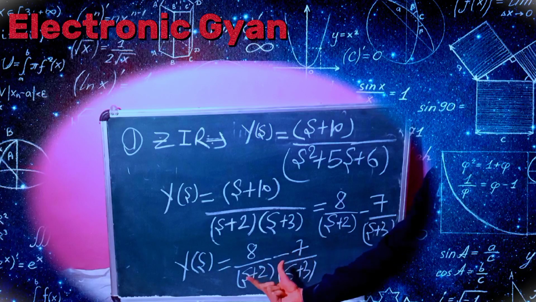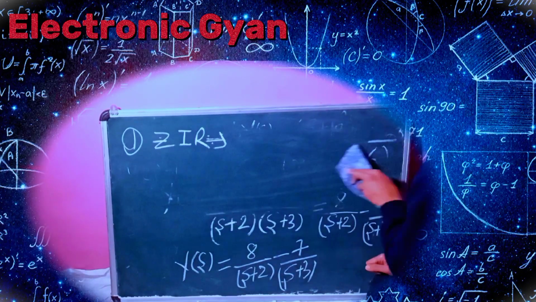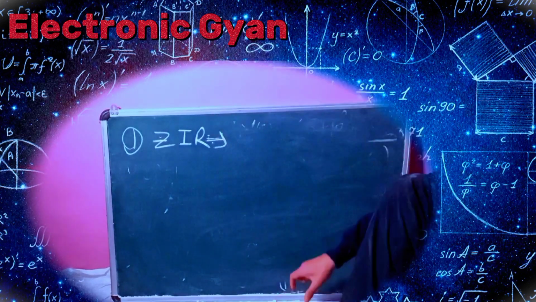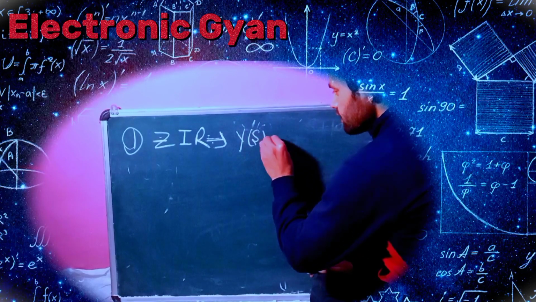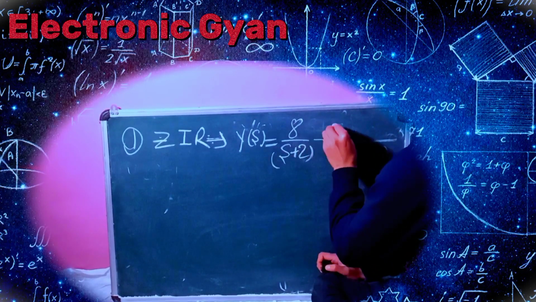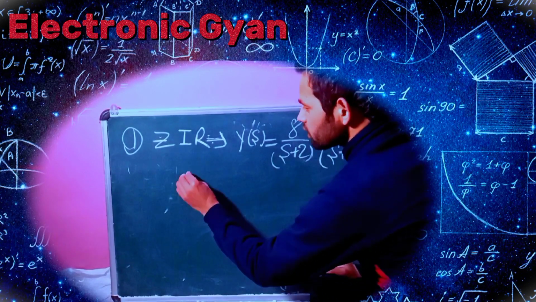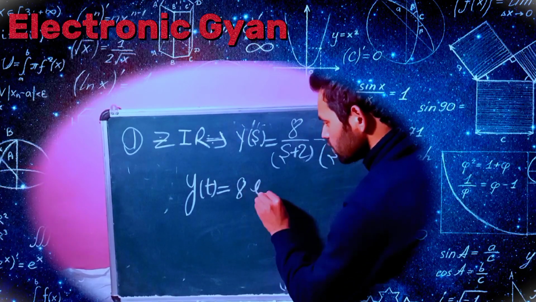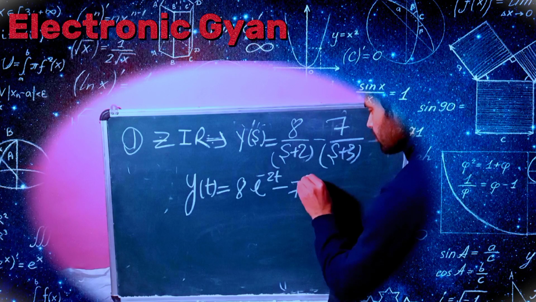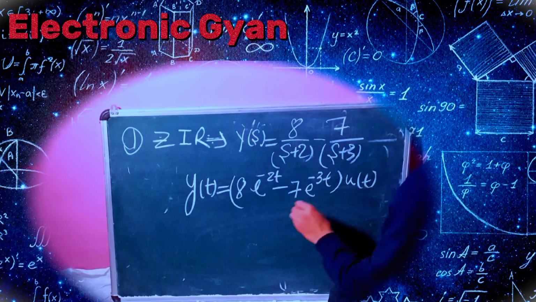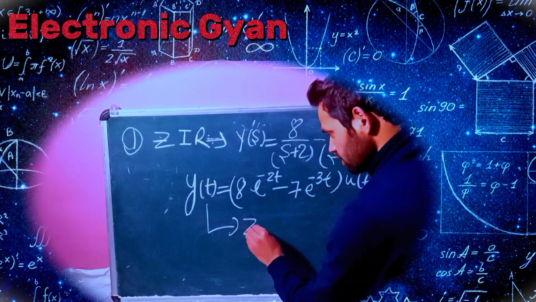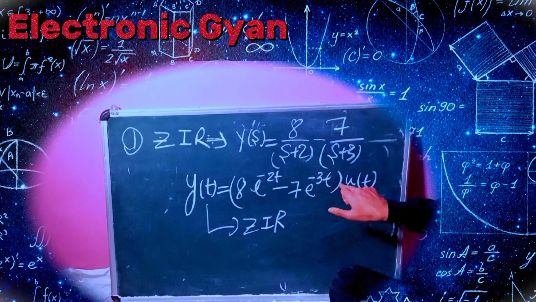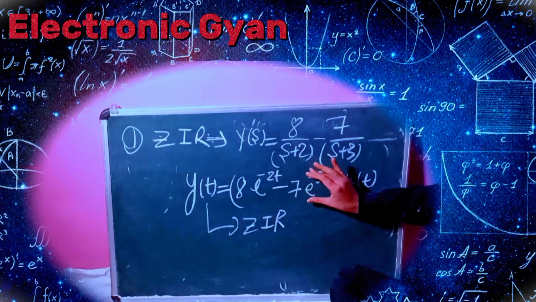Now we apply the inverse Laplace transform on both sides. The inverse Laplace transform of 8 by s plus 2 is 8 e to the power minus 2t, minus 7 e to the power minus 3t, into u of t. This is my zero input response, where the input is 0 and the response is due to the initial condition.